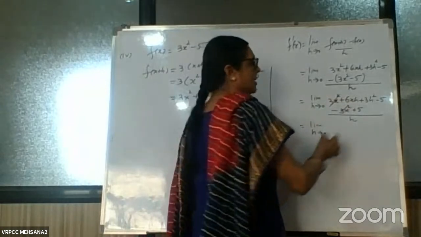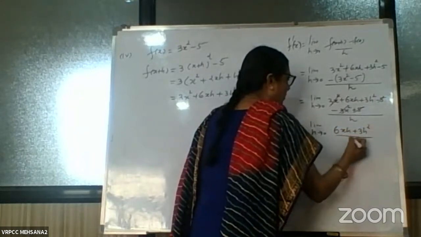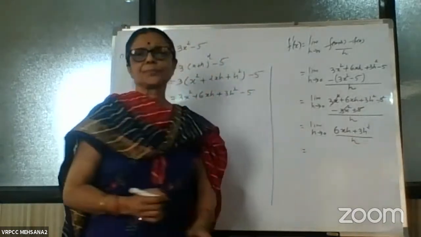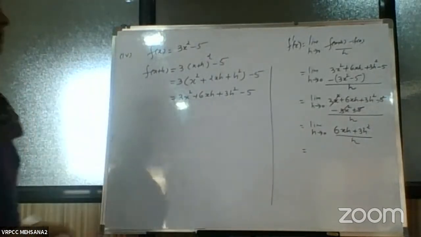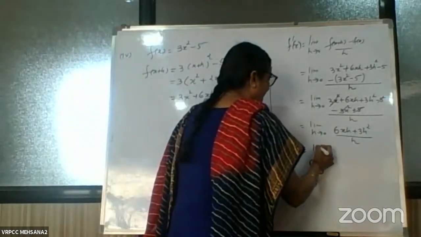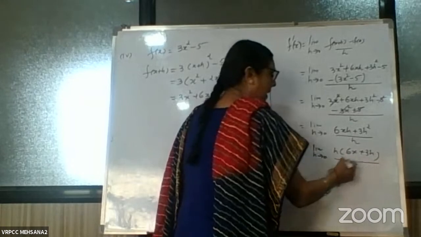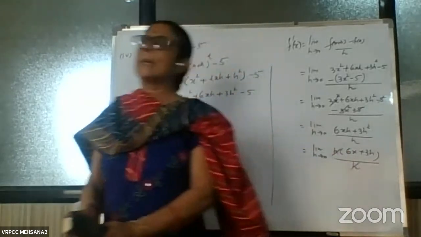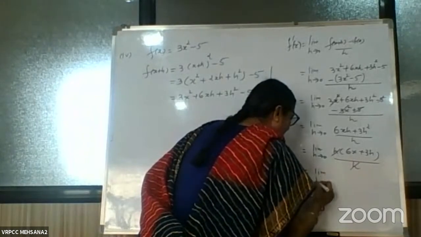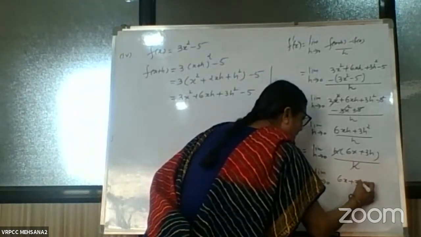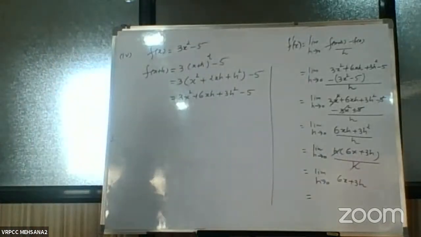3x² minus 3x² cancel, plus 5 minus 5 cancel. Remaining terms: 6xh plus 3h² upon h. In the numerator, both terms have h common. Take h common from both the terms. Limit h tends to 0, h times 6x plus 3h, upon h. Now cancel h. Limit h tends to 0 of 6x plus 3h. And now put h equal to 0 wherever there is h in the remaining terms.